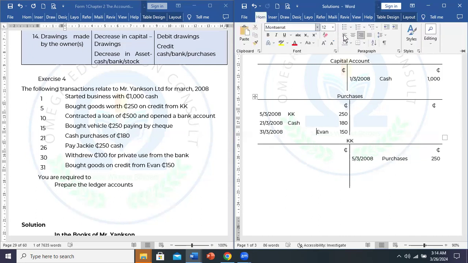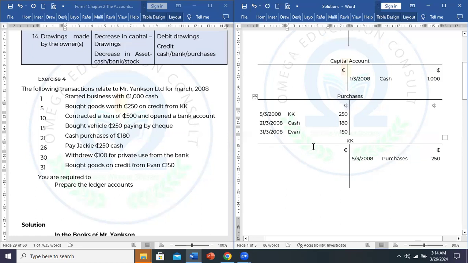Okay, so that brings us to the end of the requirement that you should open the ledger account. So please, when the question asks you to open the ledger account, it means open the T account. But if the question asks you to show the effect on the accounting equation, then they are looking at increase in asset, decrease in liability, and so on. So take note of that.